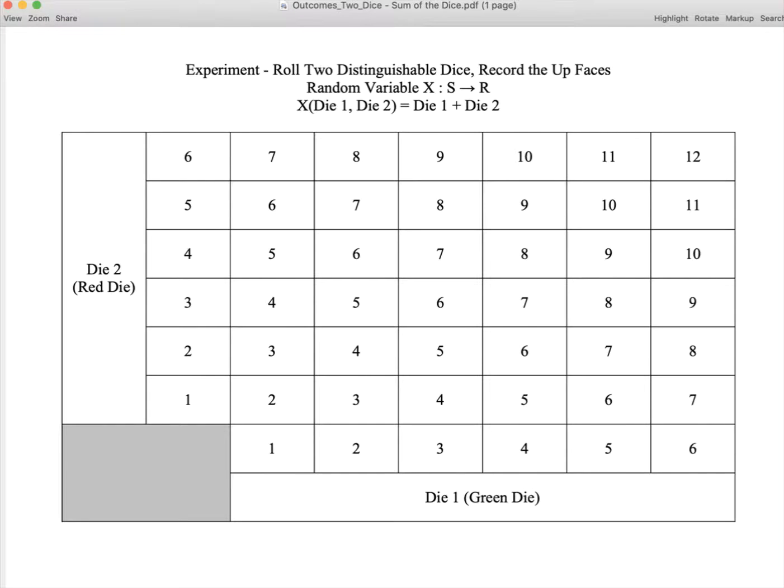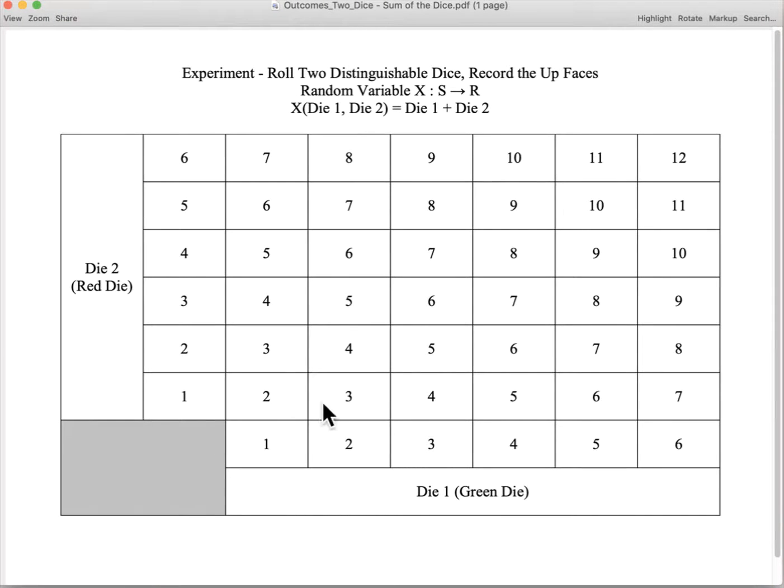Now I can also take that same table, and instead of writing down the ordered pairs, I can write down the value of the random variable, and that's what I've done here. So for example, if die 1 is a 1 and die 2 is a 1, then the sum is 2, obviously. If die 1 is a 2 and die 2 is a 1, then the sum is 3. On the other hand, if die 1 is a 1 and die 2 is a 2, then the sum is 3 as well. And you can see the structure here in the table.